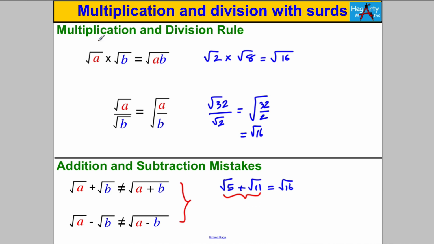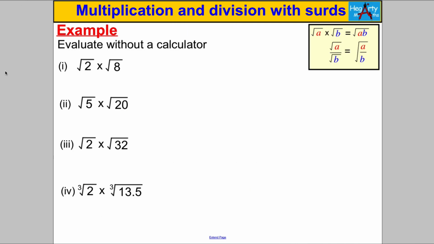Okay, let's apply the multiplication and division rule to some scenarios. Pause the video each time and try it first. So the square root of 2 multiplied by the square root of 8 is going to be the square root of 2 times 8, which is 16, and we know the answer to that, it's 4. The square root of 5 multiplied by the square root of 20 is going to be the square root of 5 multiplied by 20, which is 100. The square root of 100 is 10.